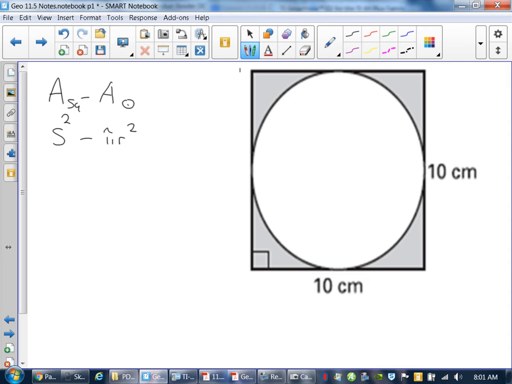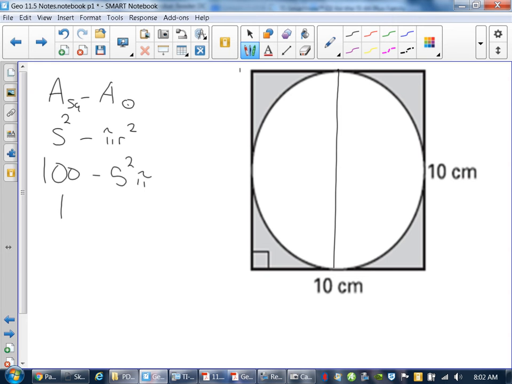It's 10 by 10. Can I just write 100 to be okay with that? Yes. But what's the radius of the circle? 5. Why is it 5? Very good. Everybody see that? The radius is going to be 5 because that diameter is 10. So then you would subtract 5 squared pi.